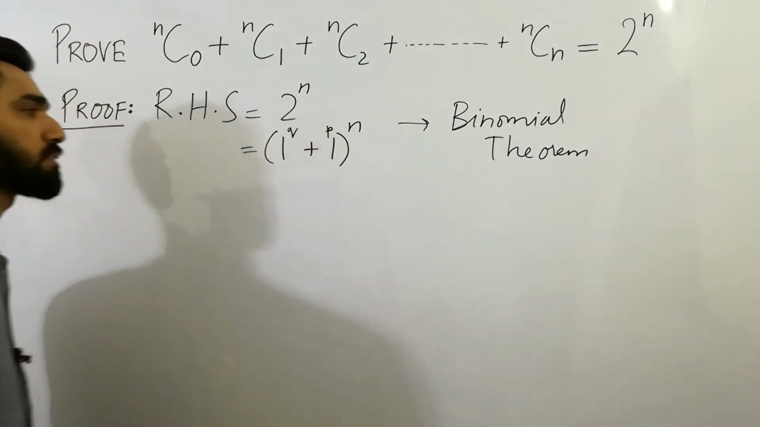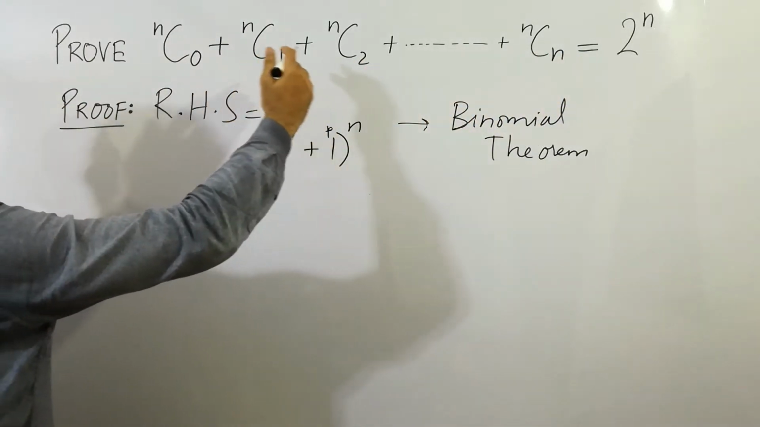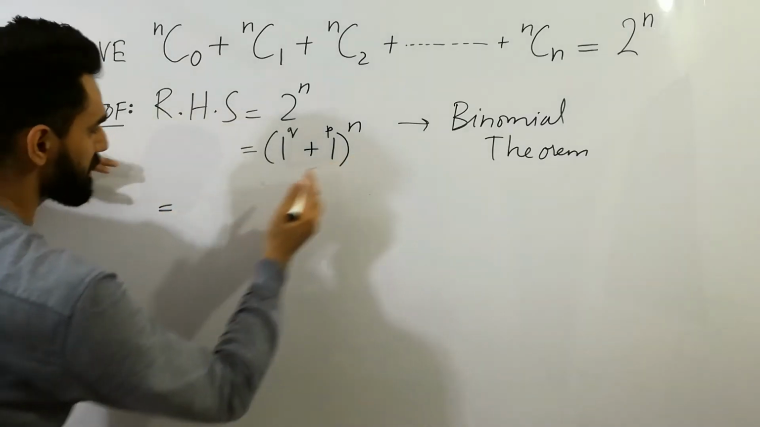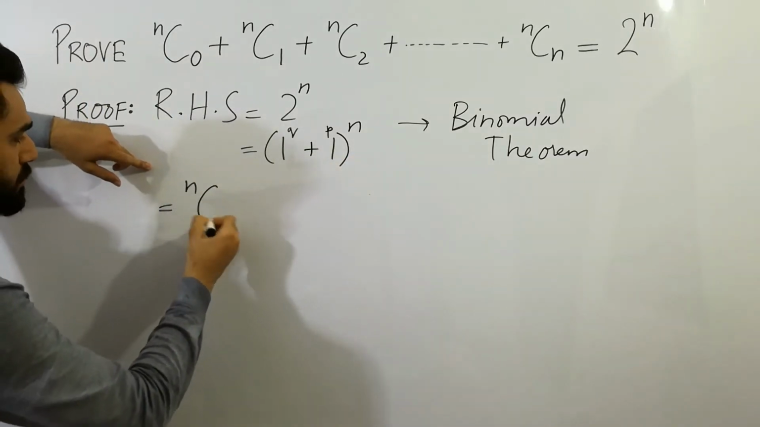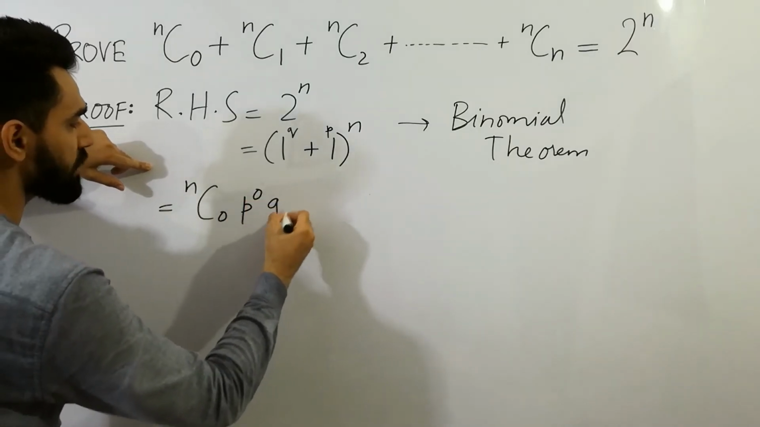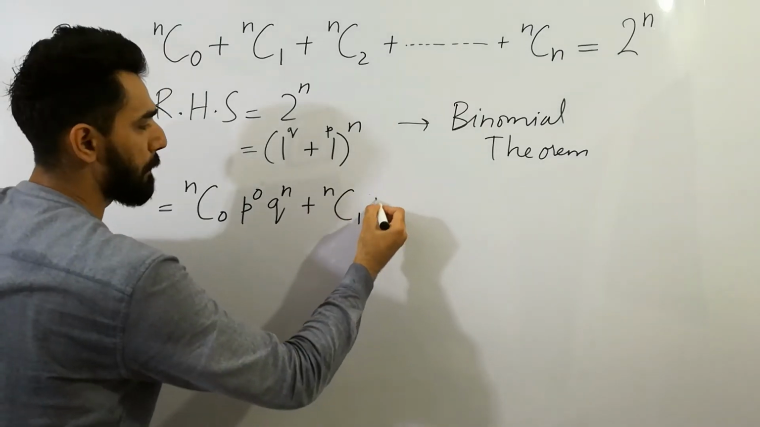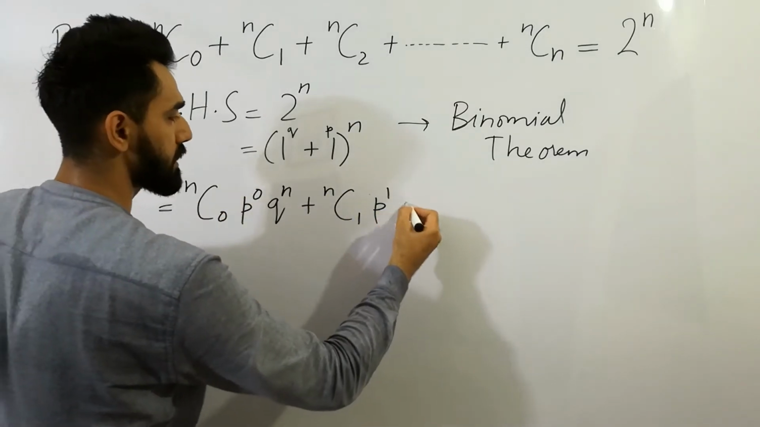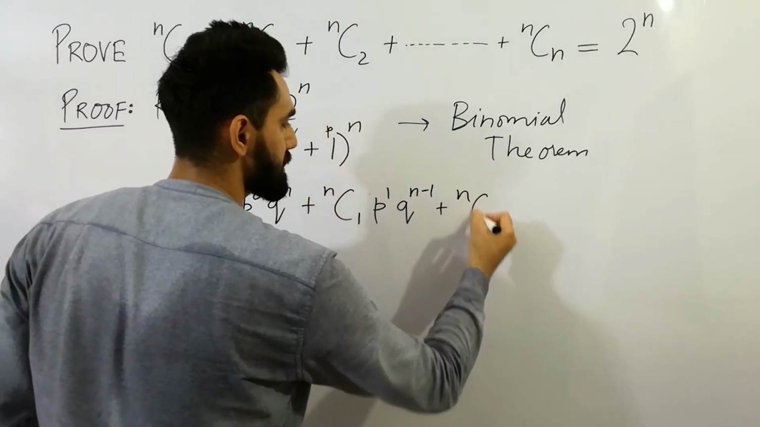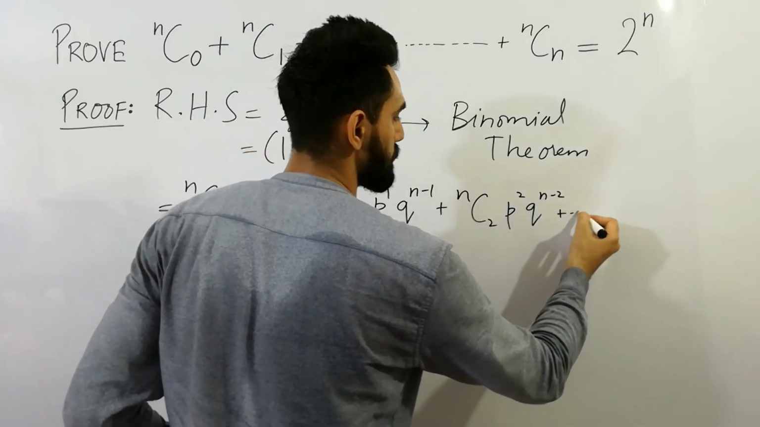By the binomial theorem, you can easily prove that 2 raised to power n is equal to (p plus q) raised to power n. So by opening that, by the binomial theorem, we will write nC0 p raised to power 0 q raised to power n, plus nC1 p raised to power 1 q raised to power n minus 1, plus nC2 p squared q raised to power n minus 2, and so on.